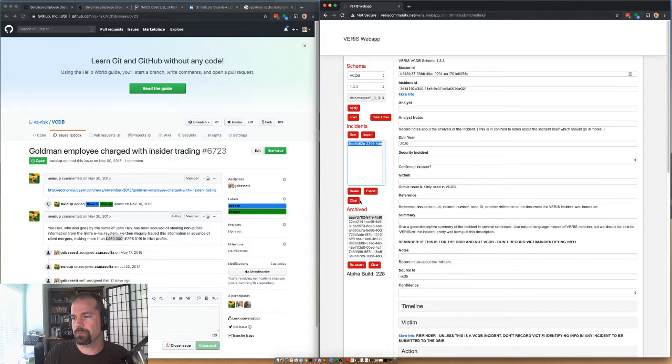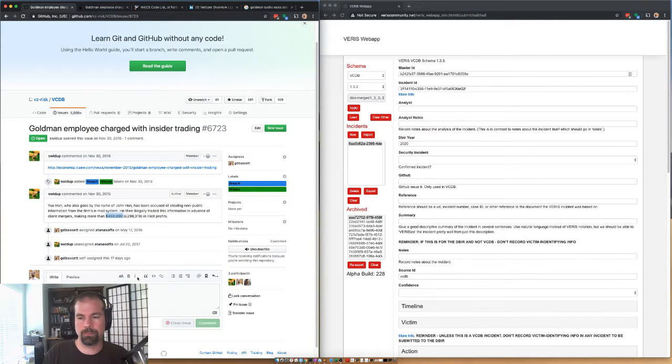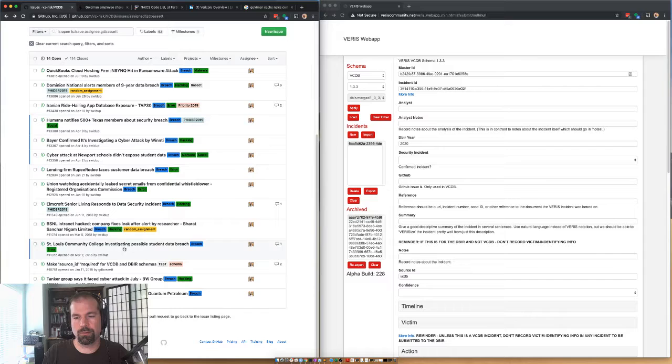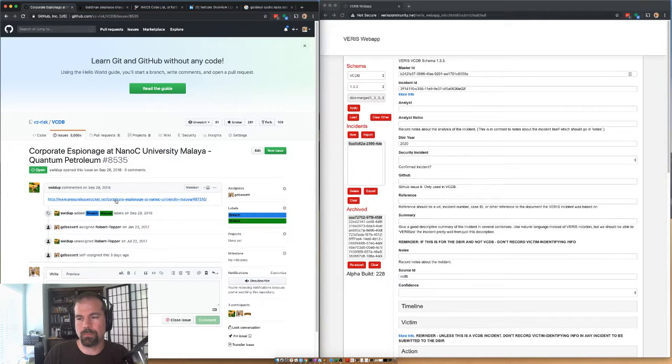So this is our first one. And now it's filled in for us to do another one. And we'll mark this one as closed. And we will go back and refresh our list and see what we got next. Corporate espionage at Nano C University, Malaya. Quantum Petroleum. That sounds actually kind of interesting. So another misuse one, actually. So we'll open up the link.